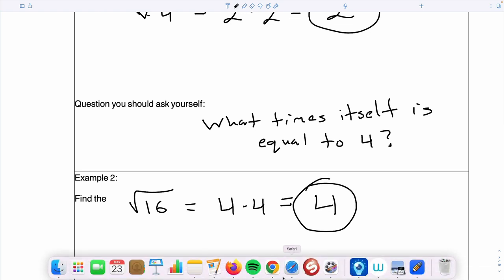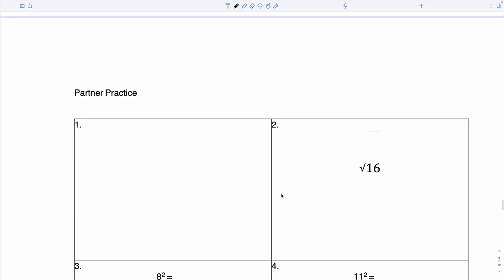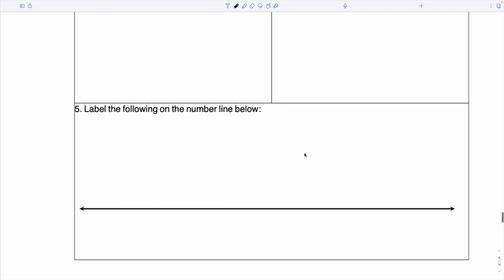Next page. You have a few other numbers. What is the square root of 169? What times itself is 169? What's the square root of 16? What times itself is 16? Then you're going to do 8 squared, then 11 squared. 8 times 8 is what? 11 times 11 is what? And go ahead and work with a partner for 3 minutes.